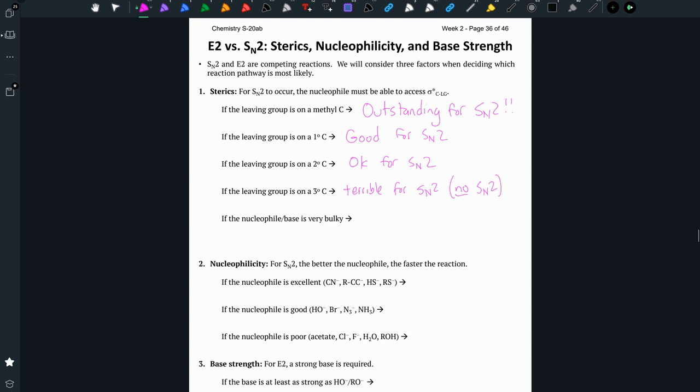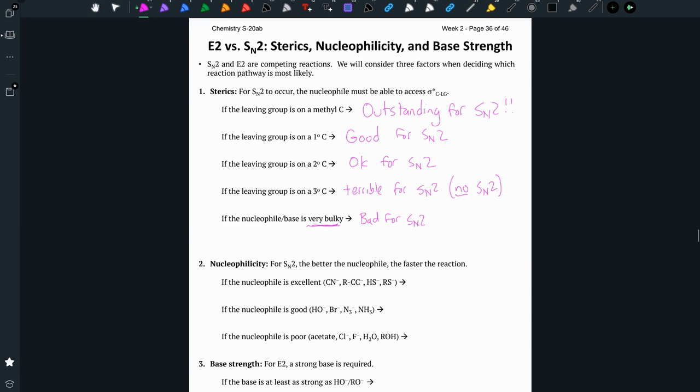One other factor to consider is ask yourself, that nucleophile or base, how big is it? If it's really bulky, that's kind of bad for SN2 because it makes it harder for that nucleophile to attack sigma star CBr.